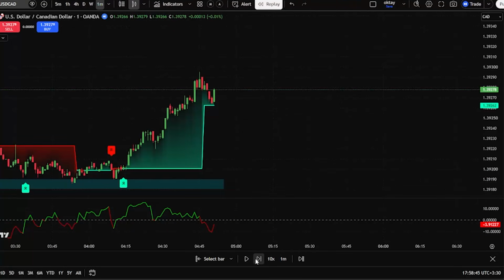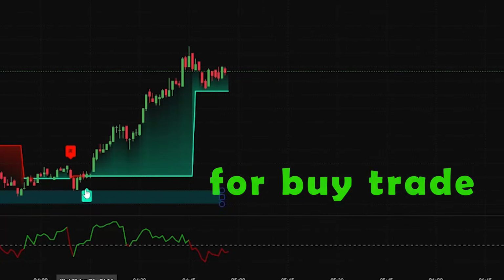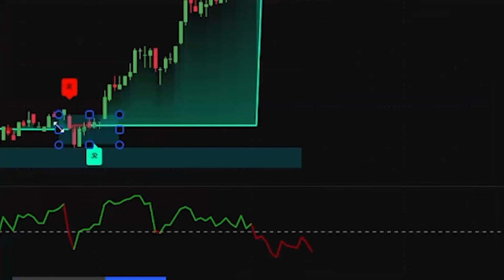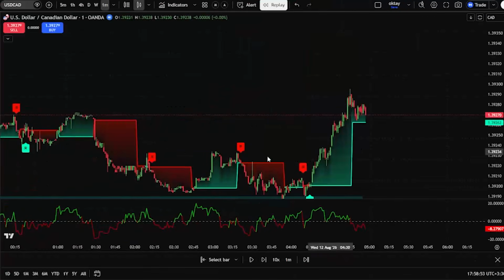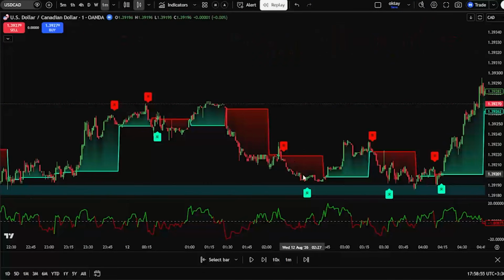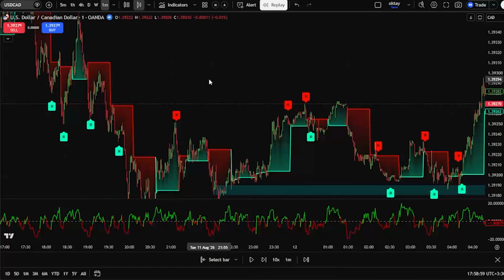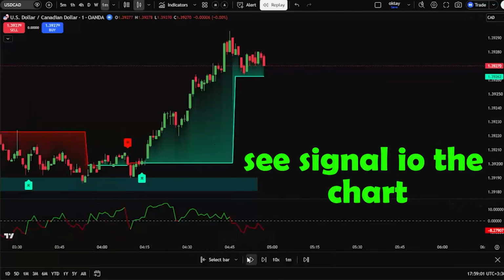The entry rules are simple. For buy trades, we wait for a bullish AlgoAlpha reversal signal with confirmation of a positive RSI divergence. For sell trades, we check the same conditions in the opposite direction. After that, we check each signal on the chart and record the result.